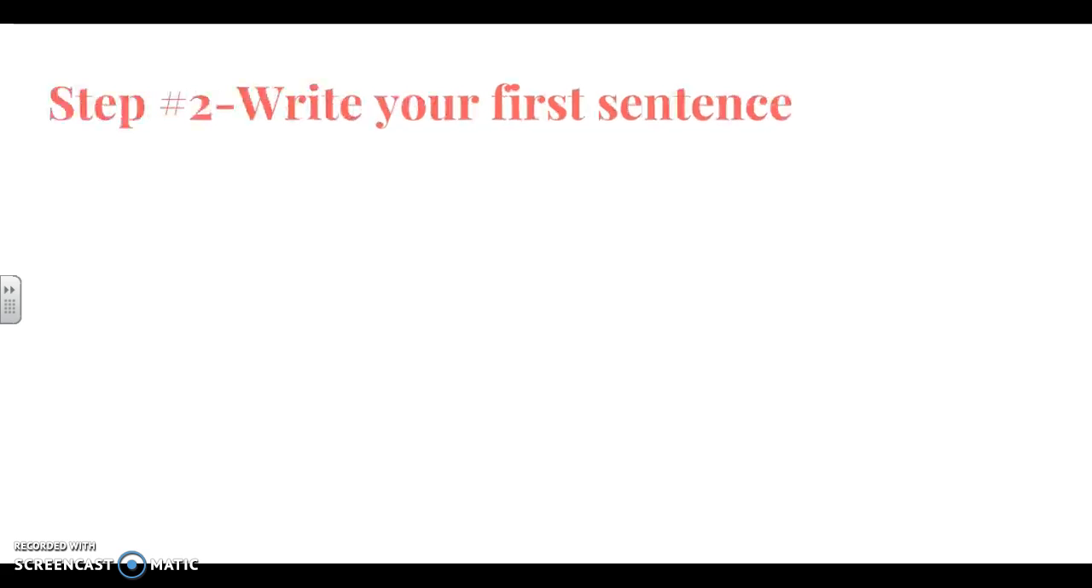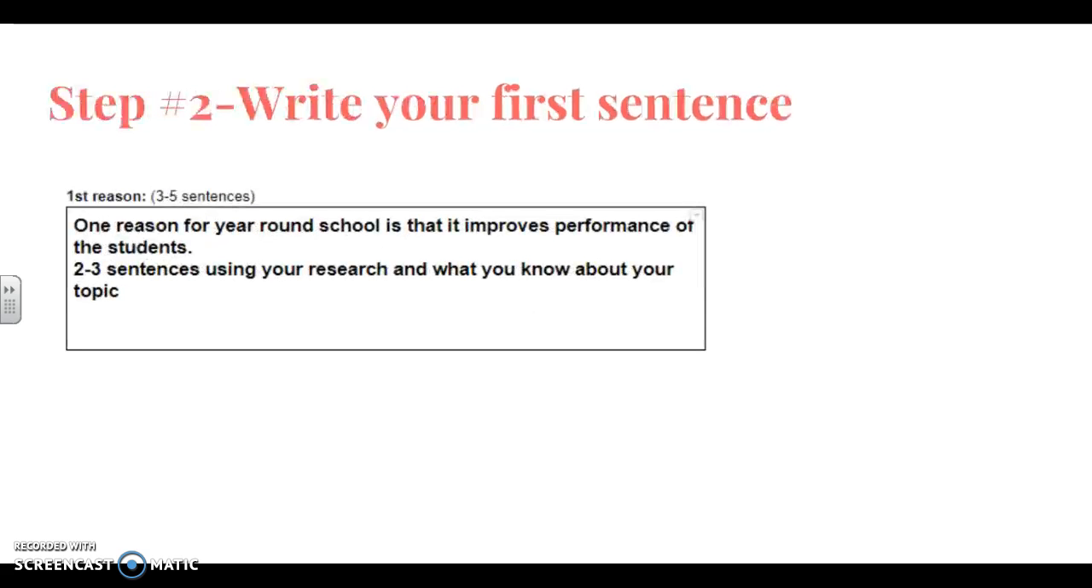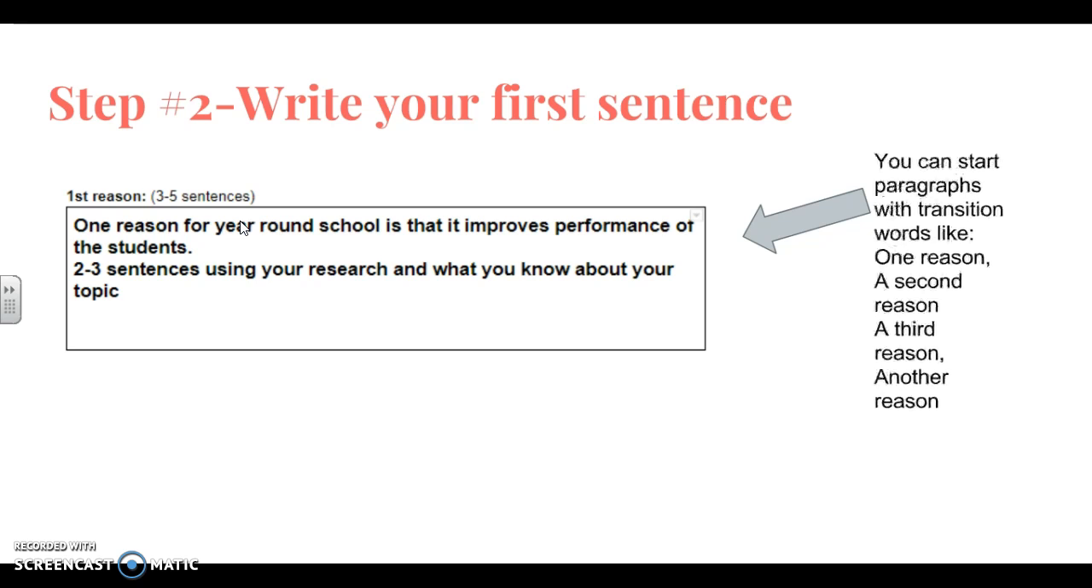Step number 2 is write your first sentence. So here's my first sentence. One reason for year-round school is that it improves performance of the students. Now I need to write 2 to 3 more sentences using your research and what you know about your topic. So this is just from my envelope. And you can start paragraphs with transition words like one reason, a second reason, a third reason, another reason. I chose to start with one reason.